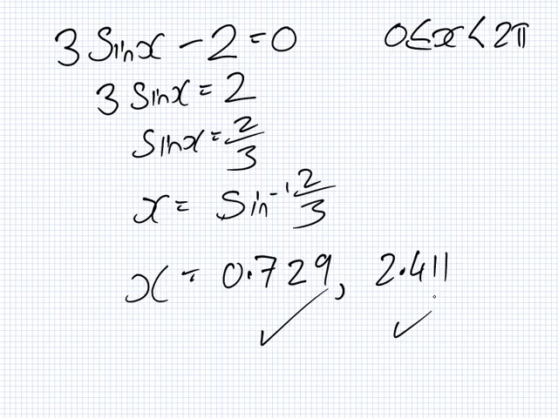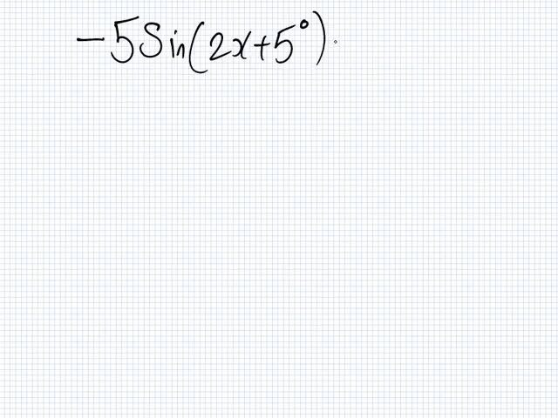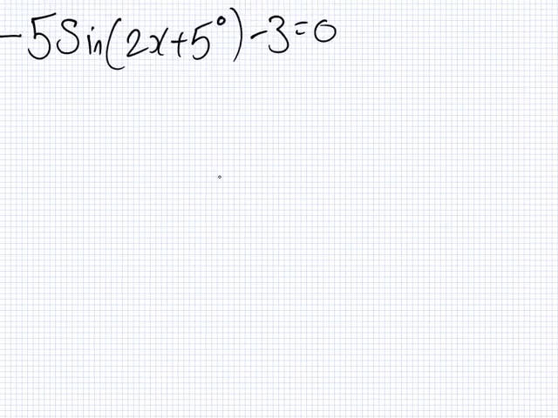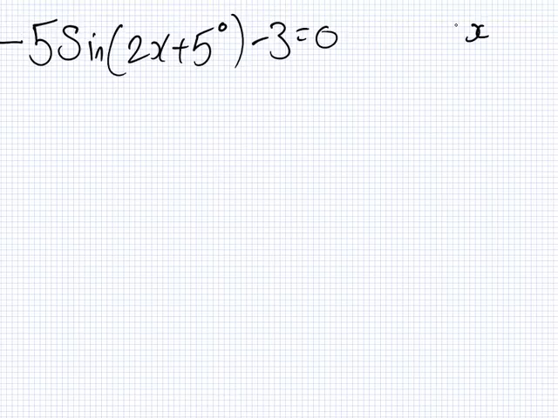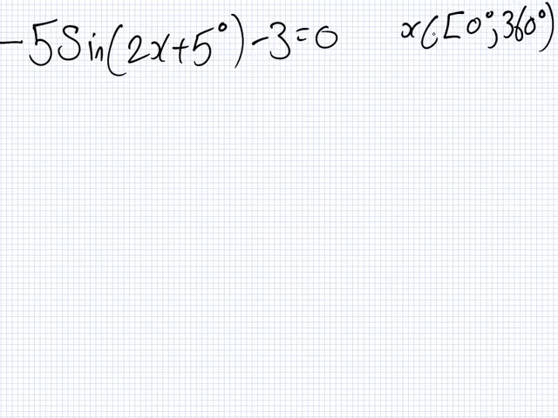Right, now let's look at an example where we have more than one thing going on. Can I scroll down? So let's say we have something like this one here: 2x plus 5 degrees minus 3 equals 0. And here the x is between 0 and 360. Okay, so we want to solve this.